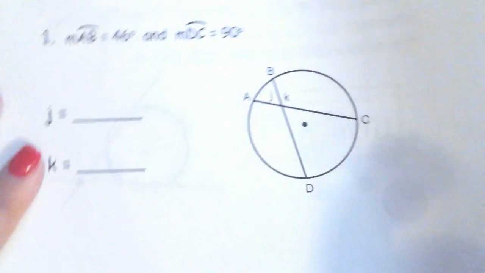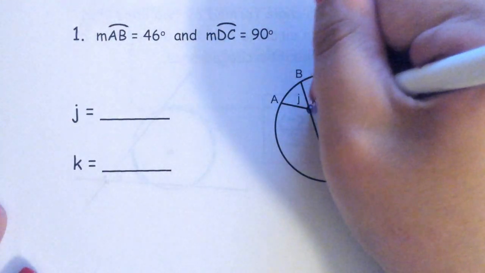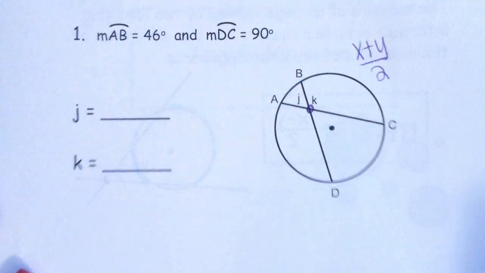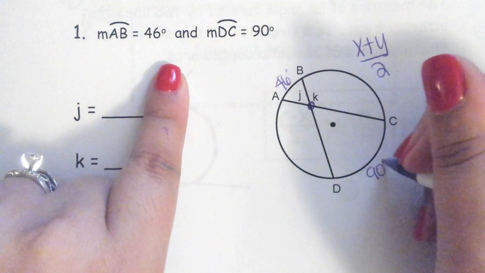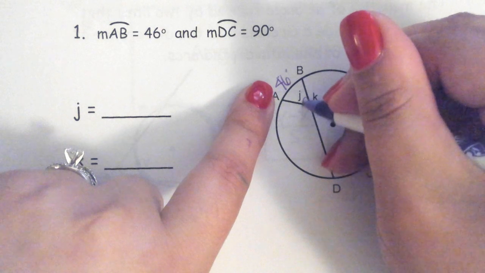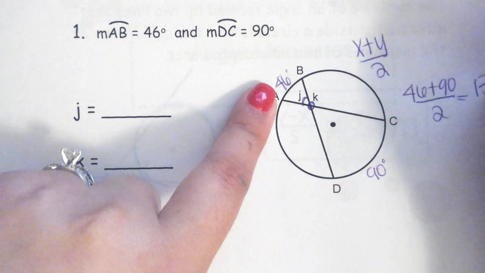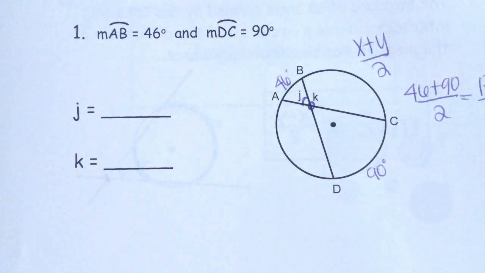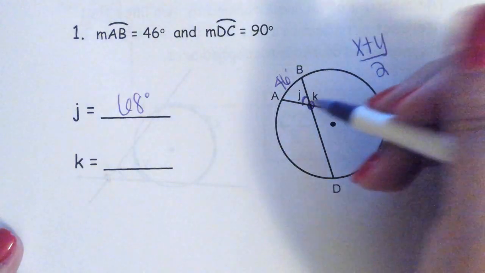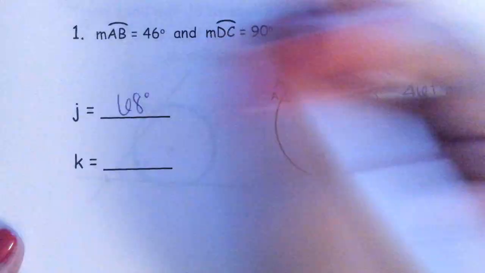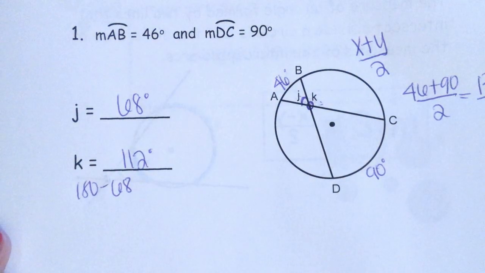So here are some examples. My first example, first thing you want to notice is it's intersecting inside. So I'm going to use the x plus y divided by 2. Well, if AB is 46 degrees and DC is 90 degrees, I want to find J, so I'm going to add them together. So that gives me 136 divided by 2, which is 68 degrees. And now what do I know about J and K? They're a linear pair, so I just have to do 180 minus 68, and I get 112 degrees.